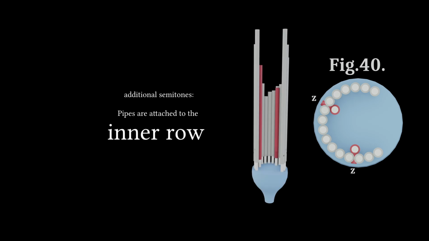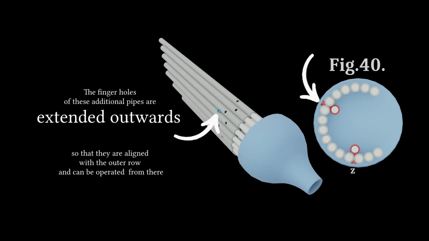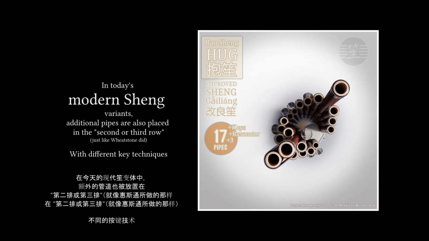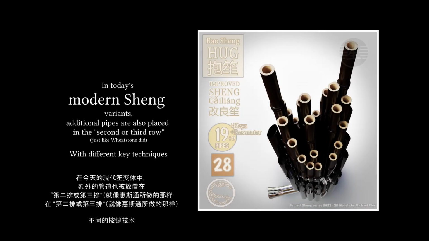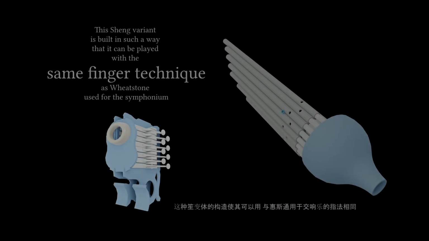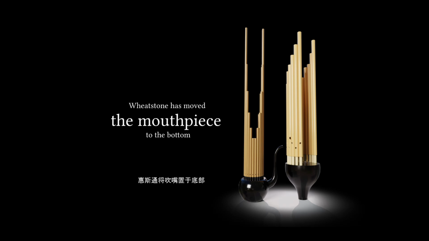Four additional semitone pipes are attached to the inner row. The finger holes of these additional pipes are extended outwards. This Sheng variant is built in such a way that it can be played with the same finger technique as Wheatstone used for the symphonium. Wheatstone has moved the mouthpiece to the bottom.